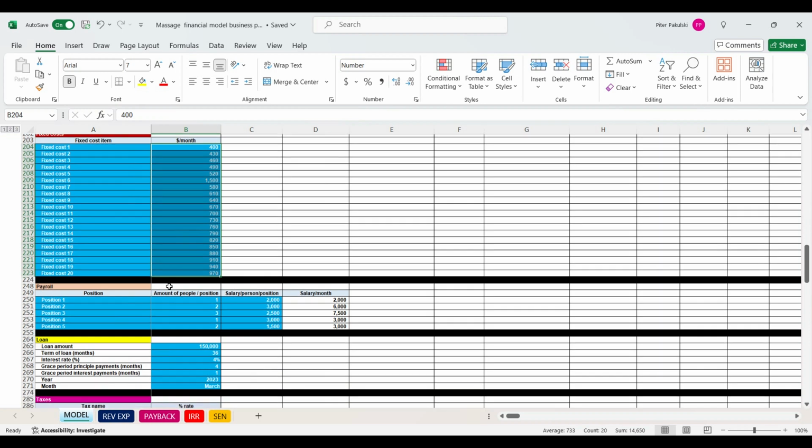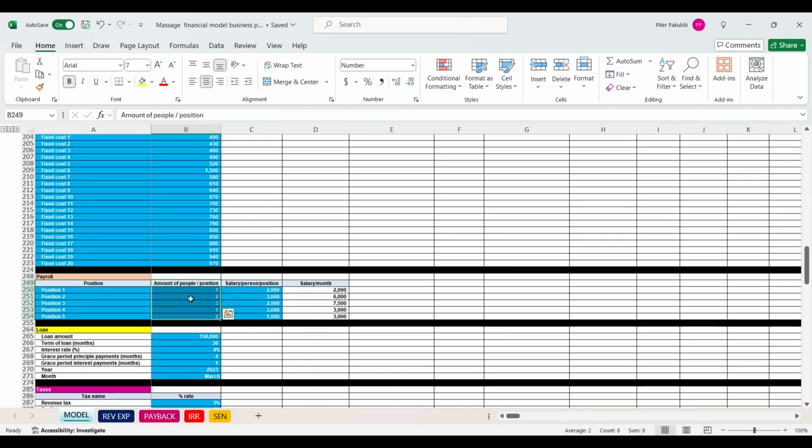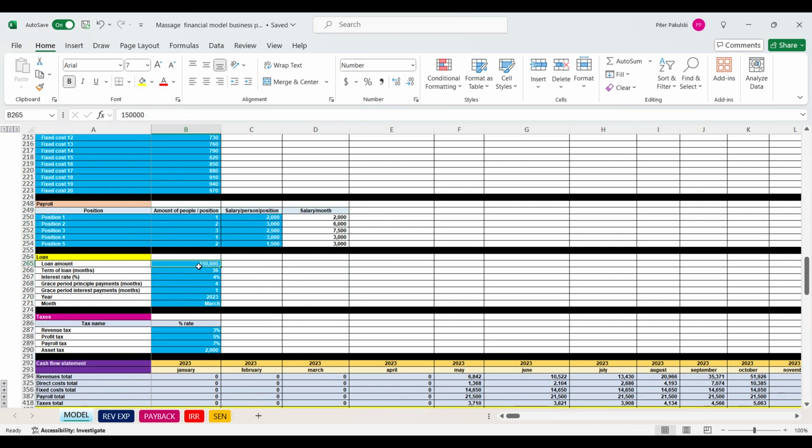The list of positions is here. Then we specify the salary per person per month on each position. Next column, we need to set up the number of people on each position. Then we have loan parameters: amount of loan, when we get this loan, year and month, term of loan in months, interest rate, and grace periods for principal and interest payments in months.